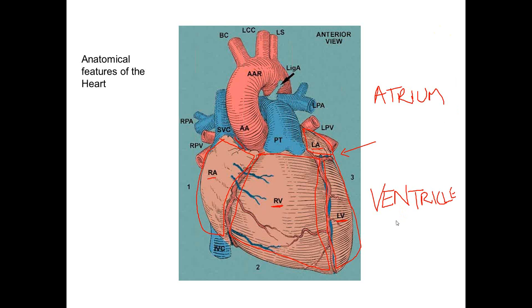Okay, so the atria are there to collect the blood, the ventricles are there to pump it. What you'll also notice is that there are a couple of blood vessels here. The blood vessels are connected to those different chambers.